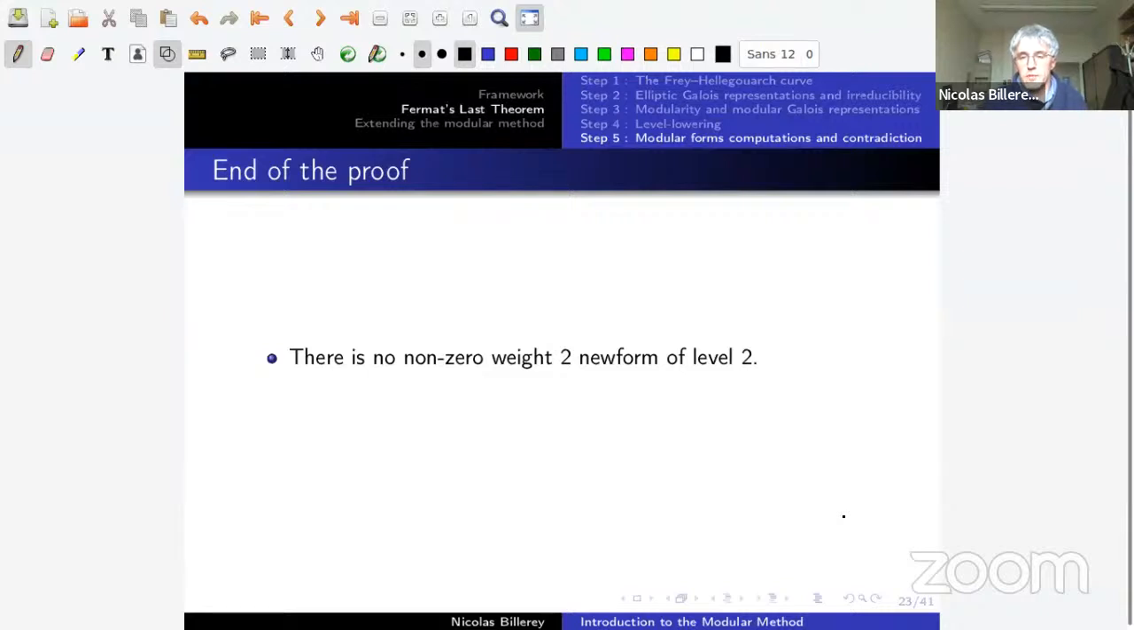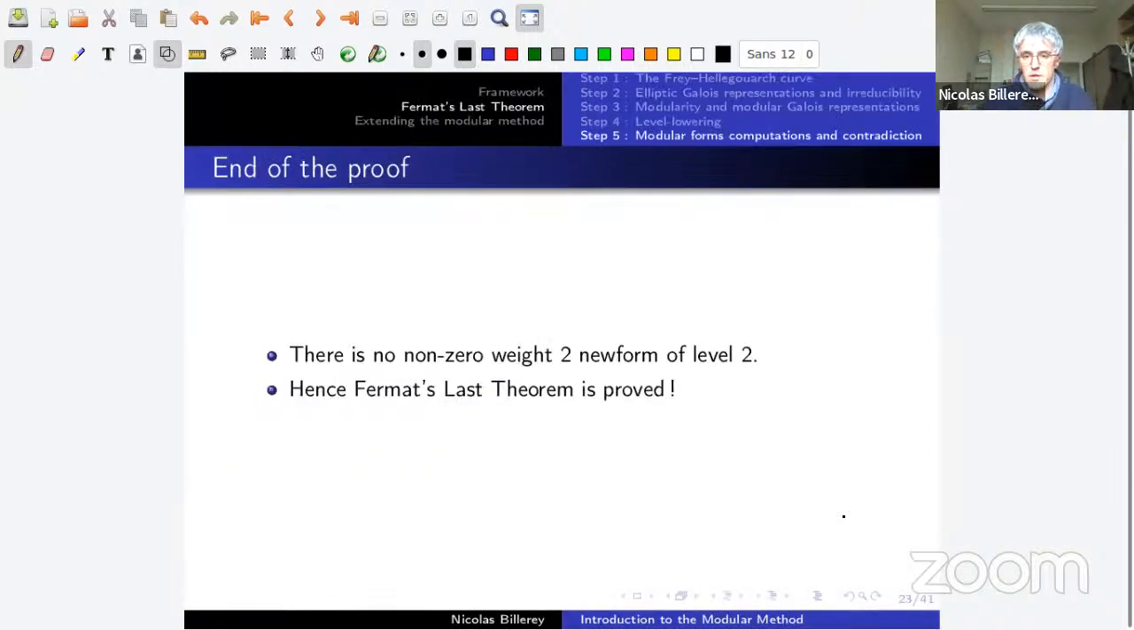And now we are almost there, because we know that the mod P representation attached to the Frey curve has to come from a newform of level two. But it's easy to prove that there is no newform of weight two and level two, and therefore Fermat's last theorem is proved. So that's the way it works. So we have these five steps, and we have to go through all the steps to show Fermat's last theorem.